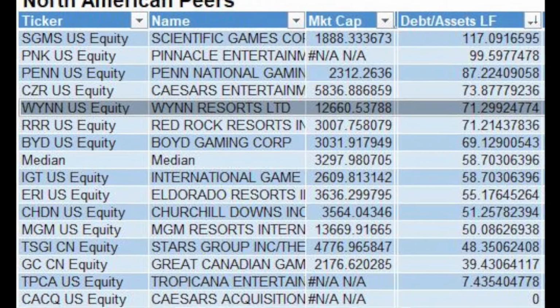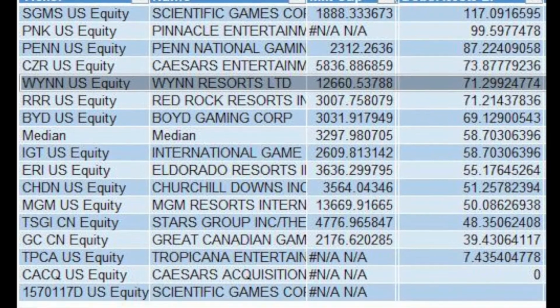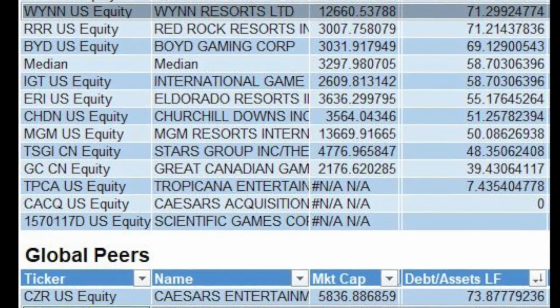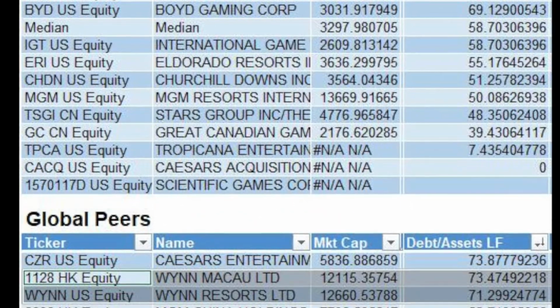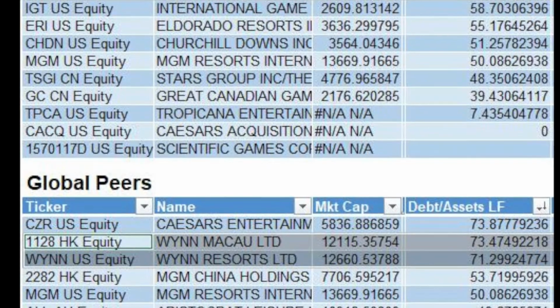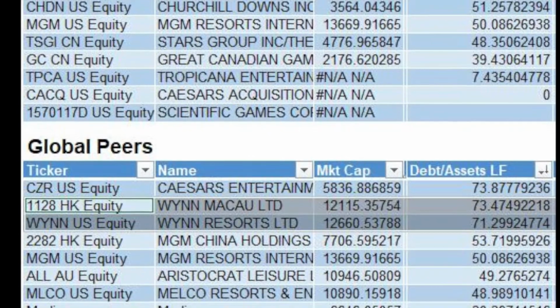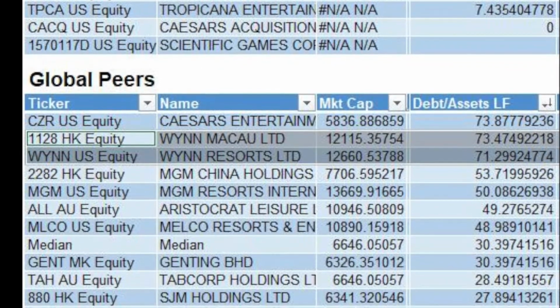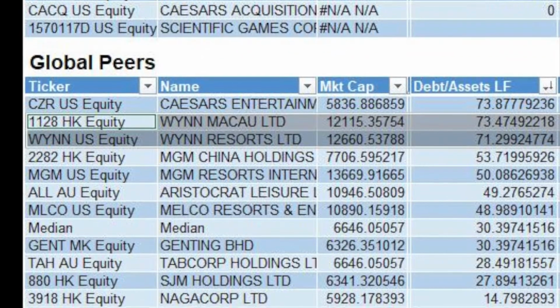Total debt to total assets measures in percent the amount of total debt relative to total assets. This allows investors to compare the level of leverage across different companies. Comparing Wynn to its North American peers, their ratio is just above the peer median. But when compared to its global peers, it has the third highest ratio measure behind Wynn Macau and Caesars Entertainment Group.